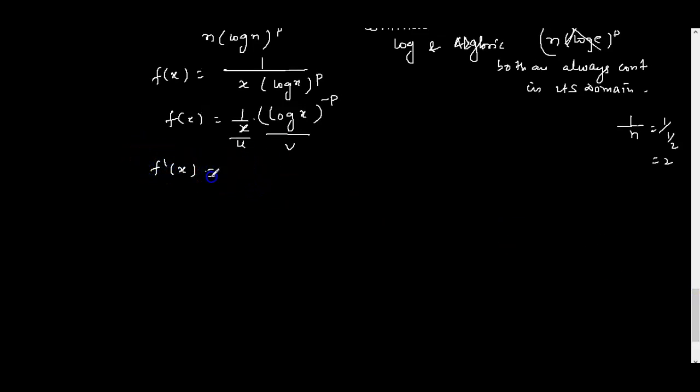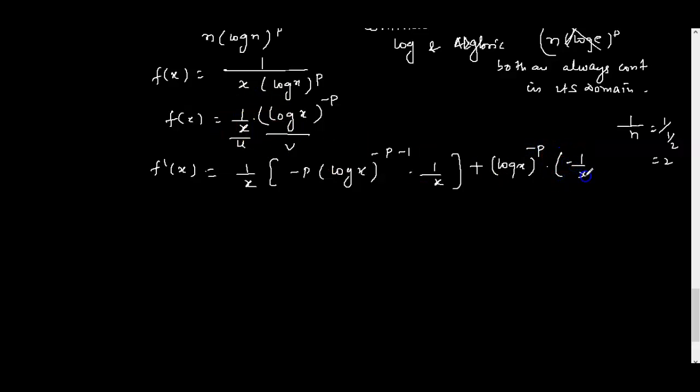So I can write u as 1 by x, and tell me the differentiation for this one: minus p into log of x to the power of minus p minus 1, into 1 by x. Chain rule: x to the power n differentiation is n into x to the power of n minus 1, and then the inside differentiation, log differentiation, is 1 by x. So it is u into dv by dx plus v, where v is log of x to the power of minus p as it is, and the differentiation of 1 by x is minus 1 by x square.